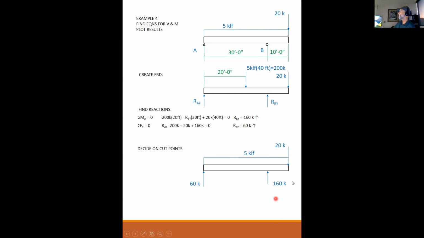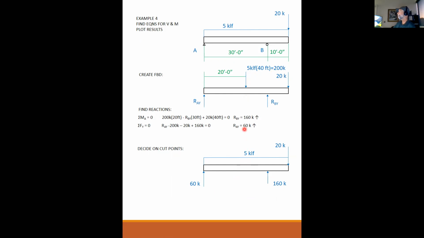And so I redraw the diagram again with all the loads that I know are there and all the reactions that I know are there. Here's an important point. When I redrew this diagram, I did not redraw it with the resultant. I didn't put a 200 kip point load here. If I had, then I would have gotten the wrong number of cuts, and each cut would have had the wrong summation of forces.